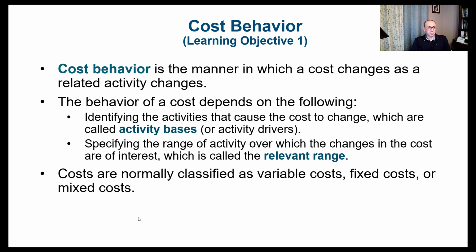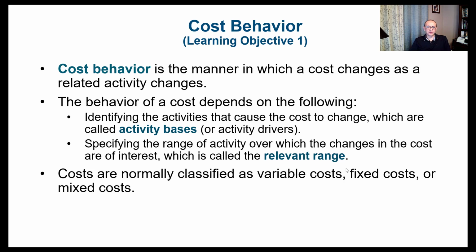The other thing is the relevant range, where we specify the range of activity over which the changes in the cost are of interest, and we call it the relevant range. Costs are normally classified as either variable cost, fixed cost, or a third category, which is a mixed cost, which is a mix between variable and fixed.